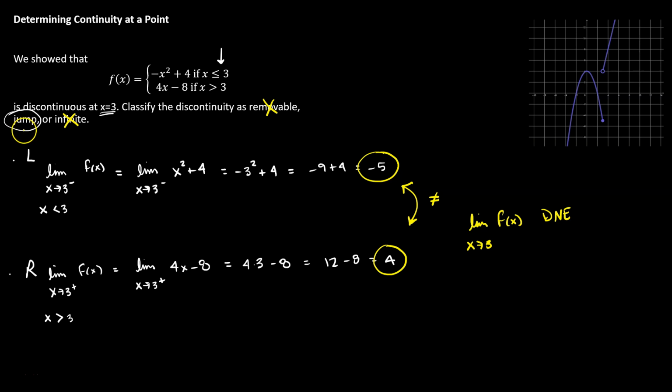And if we look back at our definition for jump, it says that the left limit and the right limit are equal to real numbers. These are both real numbers, but they're not equal to each other. If the left limit and right limit are not equal, but they're real numbers, then we know that we have a jump discontinuity.